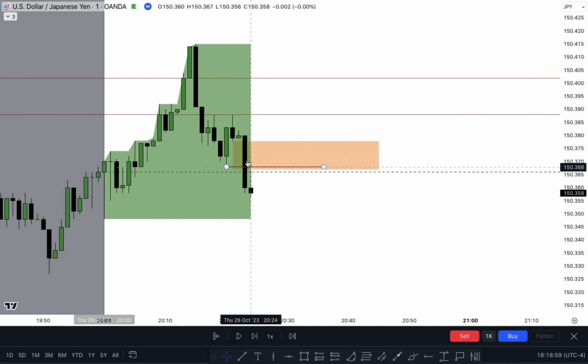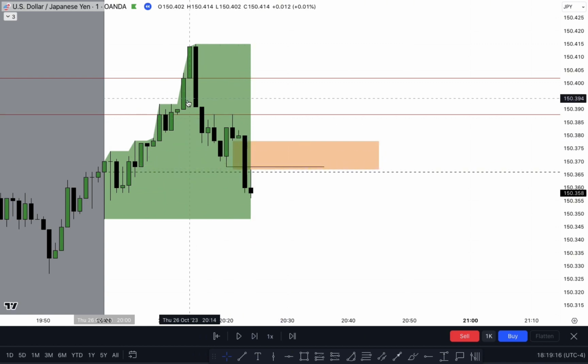You can see this PD array itself forms above the Asian opening price, this dashed line here. That's the open. So we're still in a premium when this market shift occurred. We do have a fair value up here, right? Which could be traded into, but ideally we like to take this one here, the market shift.